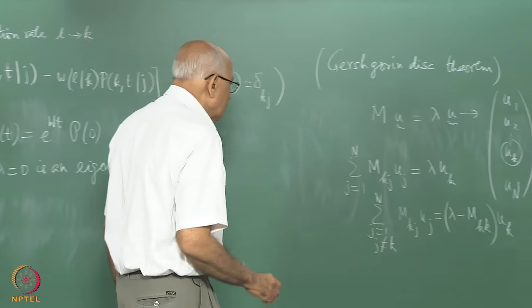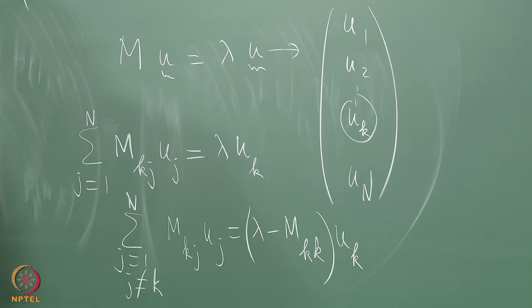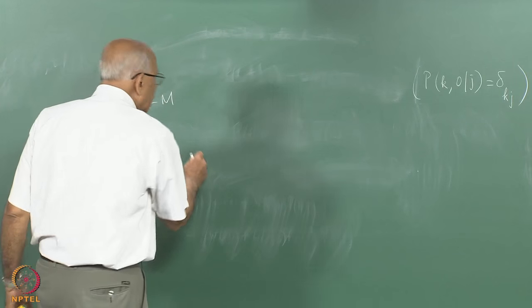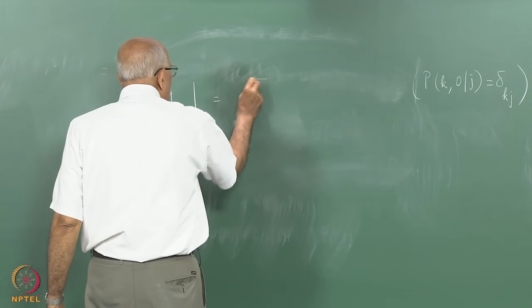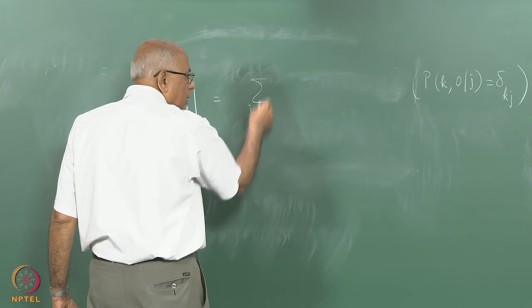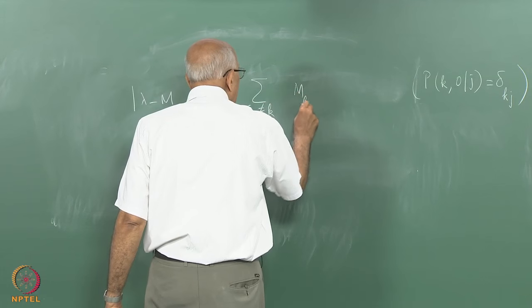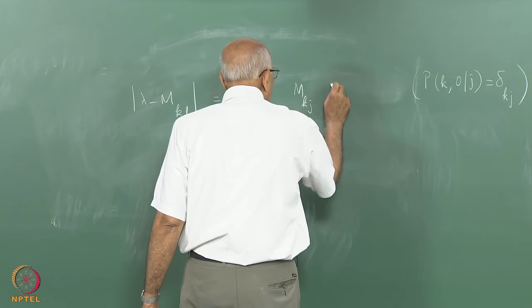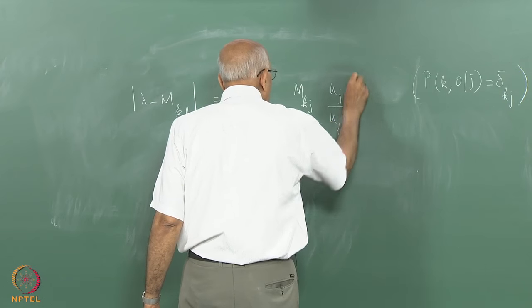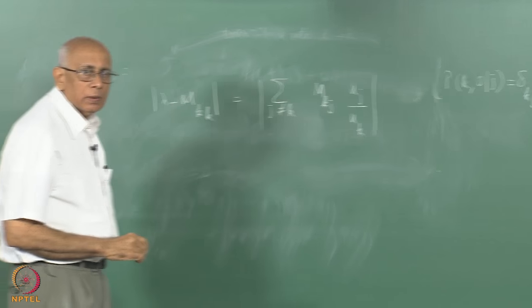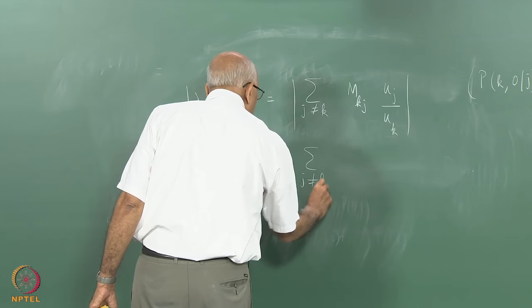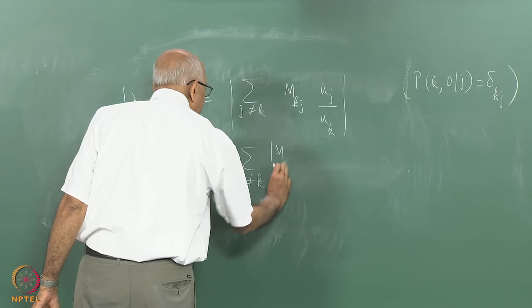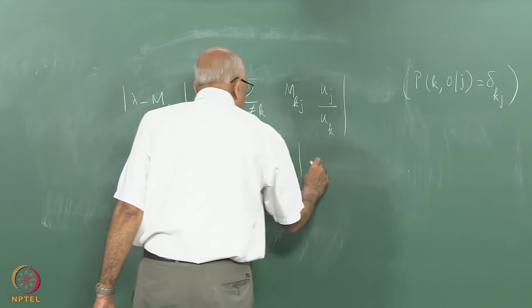Now take modulus on both sides, then it immediately tells you that modulus of lambda minus M kk times modulus of uk, I will transfer it to the right hand side, equals the modulus of summation j not equal to k of M kj uj over uk. But of course, this is less than or equal to summation j not equal to k of modulus M kj times the modulus of this.